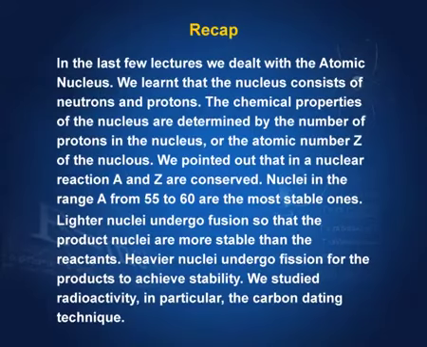Nuclei in the range from 55 to 60 are the most stable ones. Lighter nuclei combine together, that is, they undergo fusion, so that the product nuclei are more stable. On the other hand, heavier nuclei undergo fission, so that the products are more stable. We studied radioactivity and in particular the interesting subject of carbon dating.